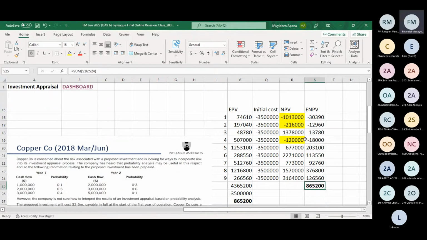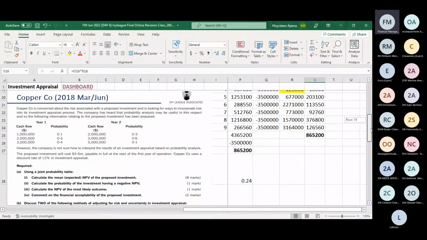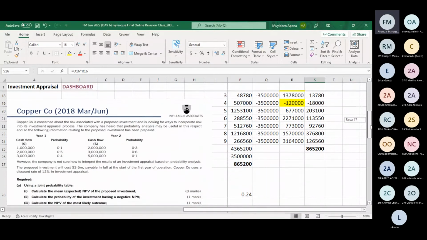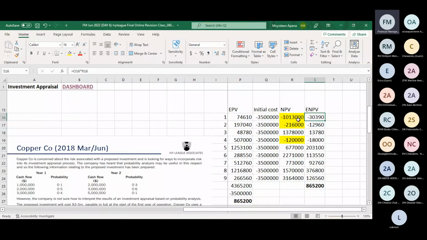Which means you can also be asked to calculate the probability of the investment having maybe a positive or a negative expected net present value, not just NPV, but expected net present value. So at this point, at the NPV for each scenario, we will now apply joint probabilities to it, and they will give us expected net present value, which is still going to be the same response because there are just these three scenarios, which is 24%. But you could be asked different questions.